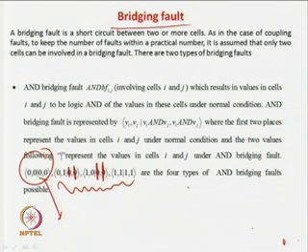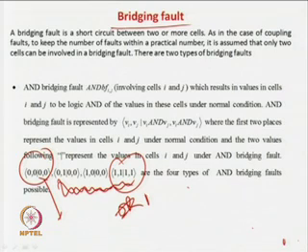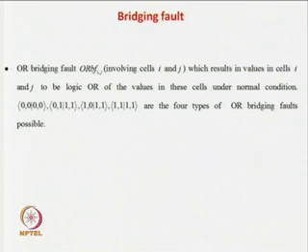So, there is no problem if a cell has both the cells as 0 0. In AND bridging and OR bridging, there is no problem for those, but the other cases have problems in case of OR bridging. And if you are using an AND bridging fault, only two of these are going to have a problem. So, this is about the AND bridging fault.